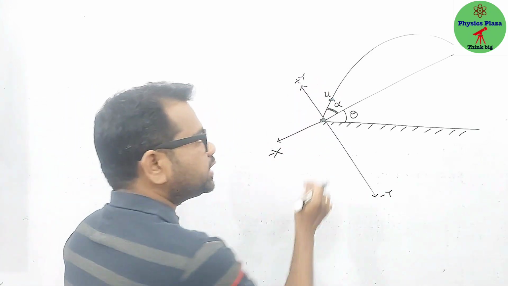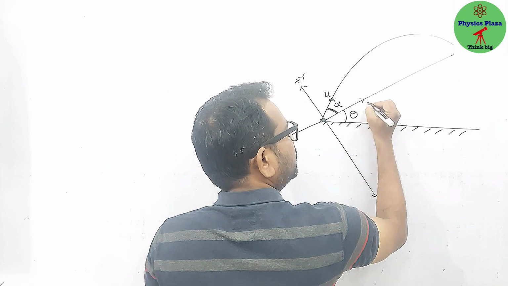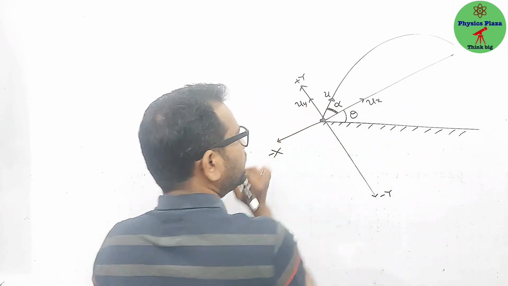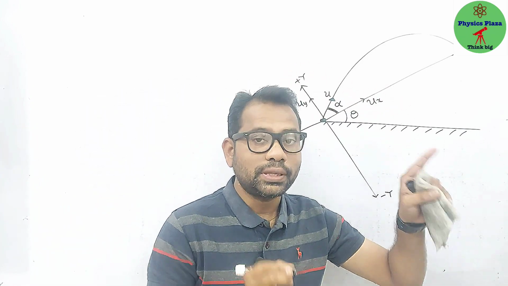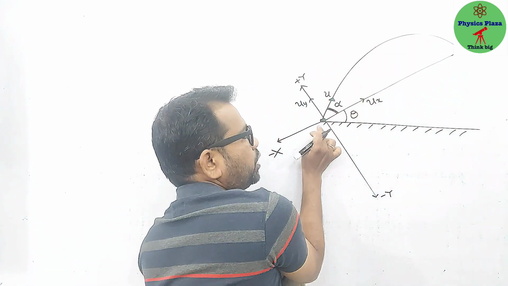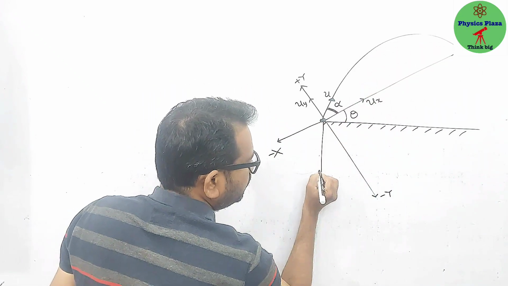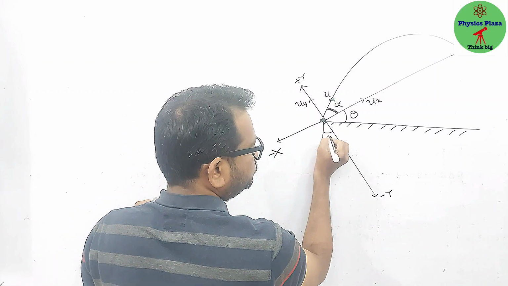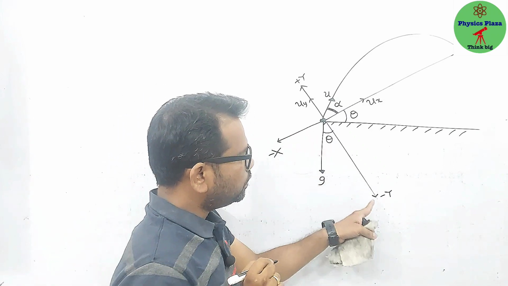Now let us resolve the initial velocity of the projectile into two rectangular components. One is along the x direction, ux, and this will be uy. Now children, we know that at every point the acceleration due to gravity will be acting vertically downward. At any point you can take, either at the point of projection or anywhere. Its direction will be downwards only. This makes an angle theta with the negative y-axis.